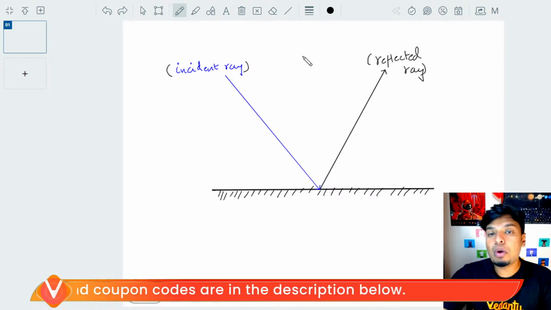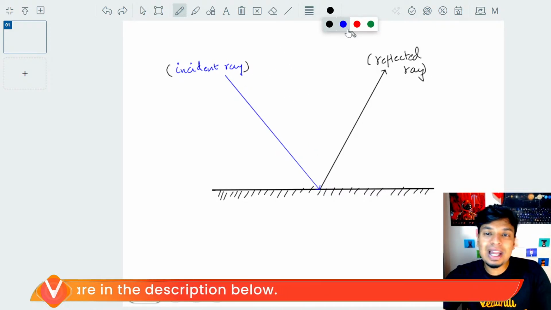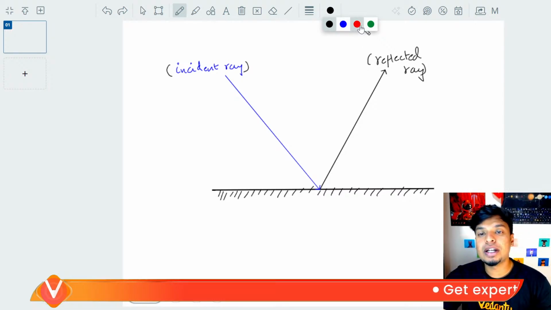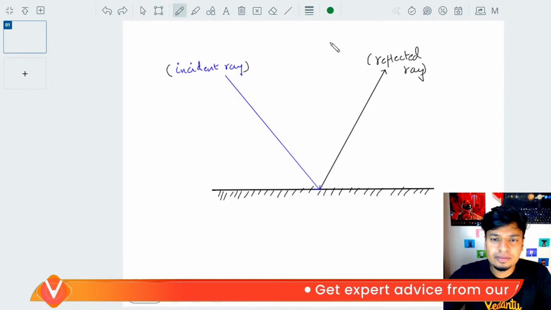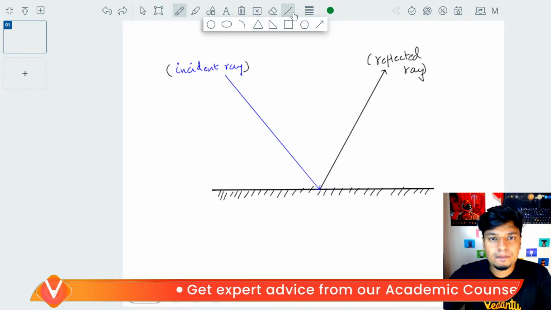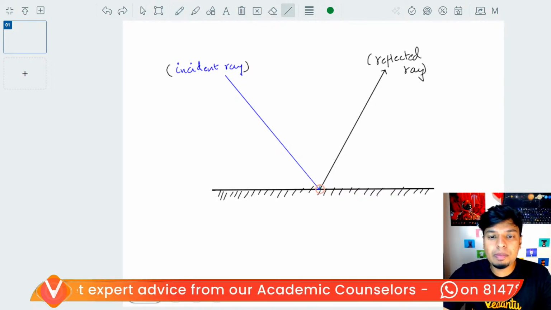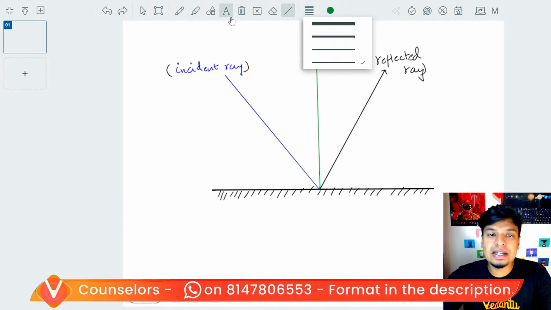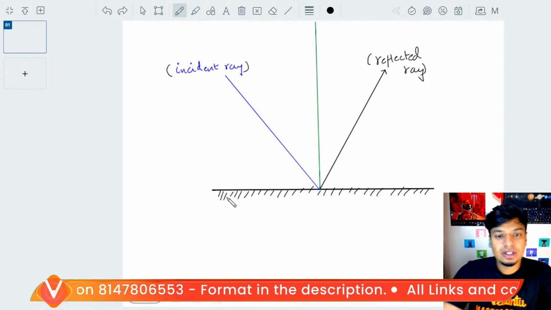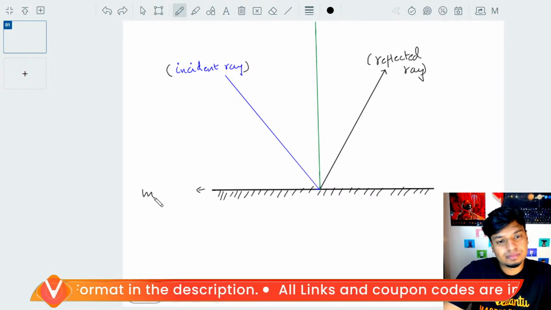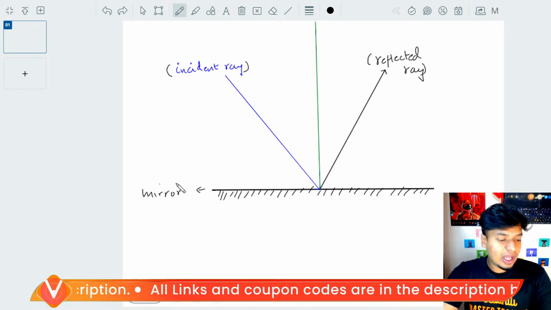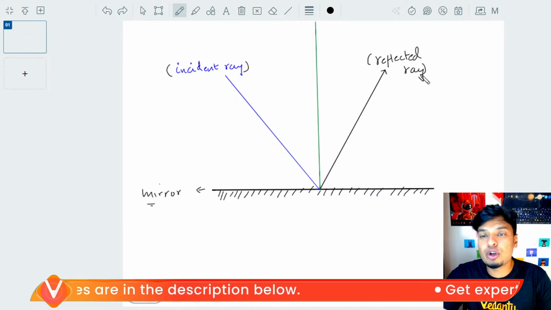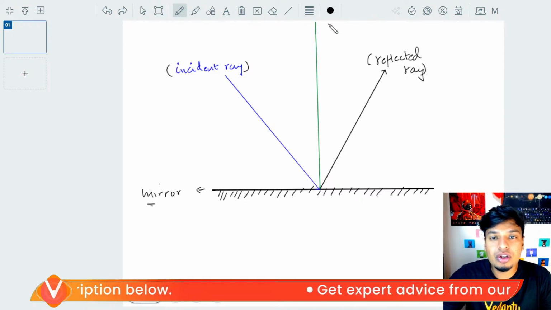Very important. Now what we'll do is draw a normal line perpendicular to the mirror. This will be your normal line. What do you mean by perpendicular? It means that it forms 90 degrees with the mirror. That's the meaning of perpendicular, right? This is your mirror. I hope you guys are clear, right? Got it. So you have your mirror, your incident ray, your reflected ray, and your normal.